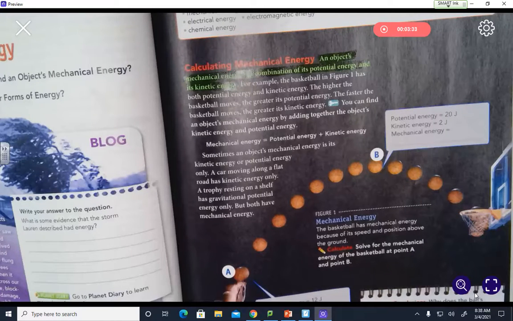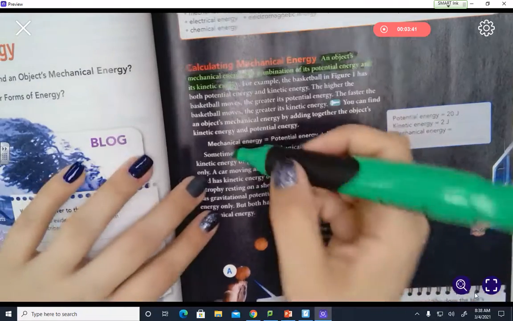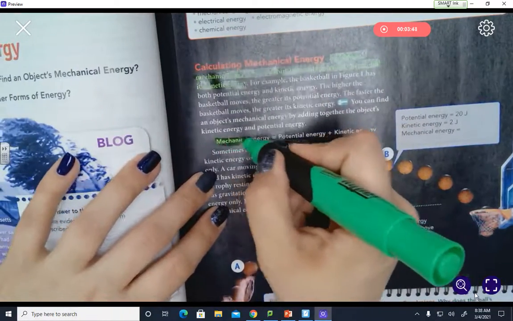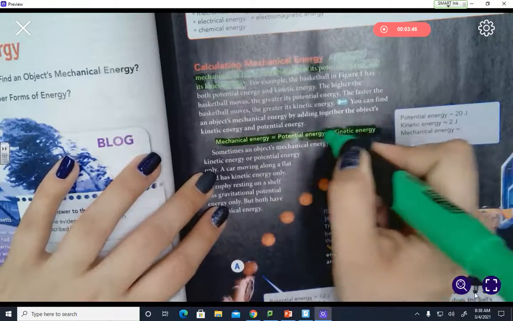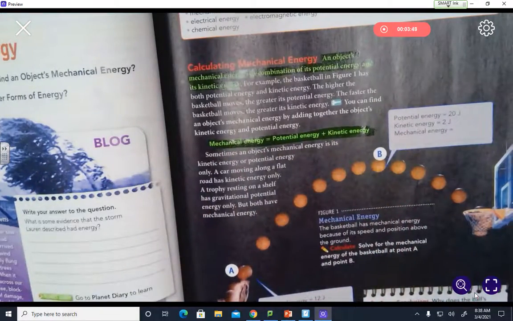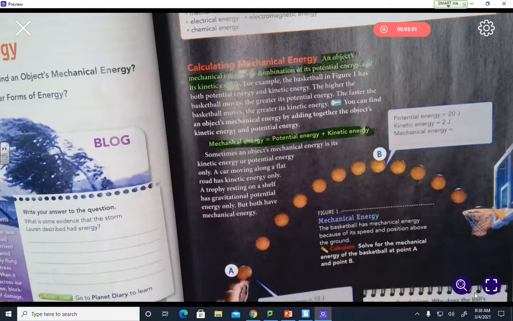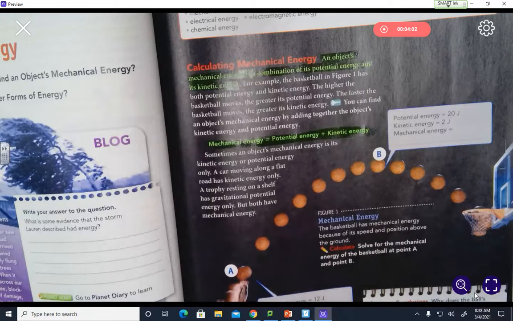You can find an object's mechanical energy by adding together the object's kinetic and potential energy. So highlight, usually we would circle, but because we're on a black paper, you can't really circle, so I want you to highlight the formula for mechanical energy. Sometimes an object's mechanical energy is its kinetic energy or potential energy only. A car moving along a flat road has only kinetic energy. A trophy sitting on a shelf has gravitational potential energy only. Both have mechanical energy.